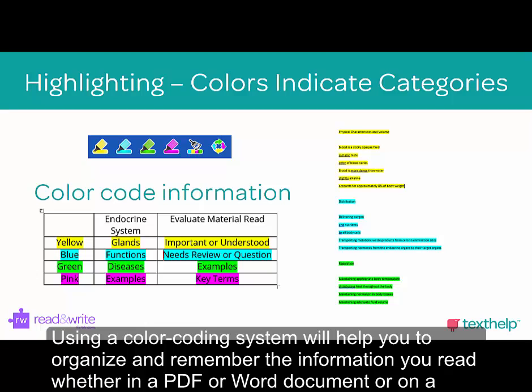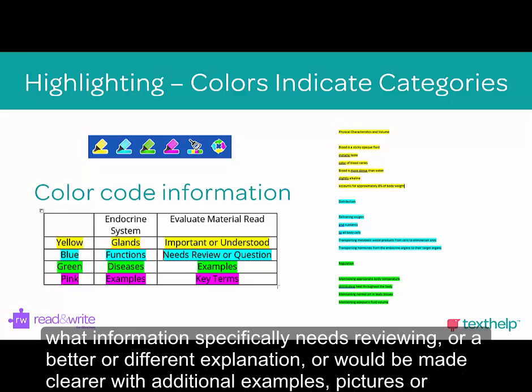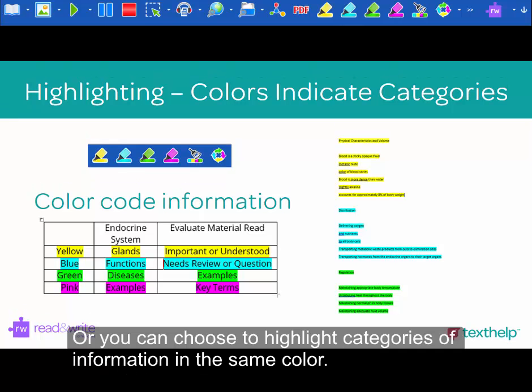Using a color coding system will help you to organize and remember the information you read, whether in a PDF or Word document or on a website. If the content is new or especially challenging, a good idea is to highlight information indicating what makes sense, but more importantly, what information specifically needs reviewing, or a better or different explanation, or would be made clearer with additional examples, pictures, or diagrams. It is also a good idea to identify key terms needed for the topic. Or you can choose to highlight categories of information in the same color.